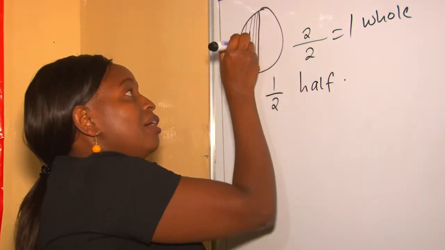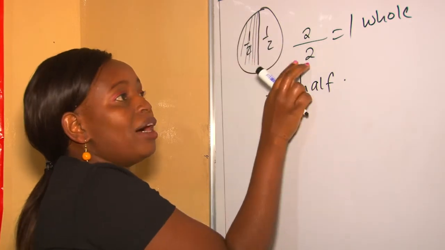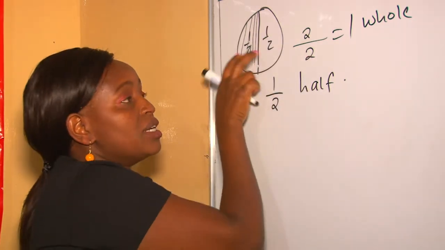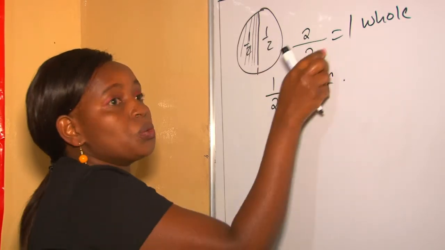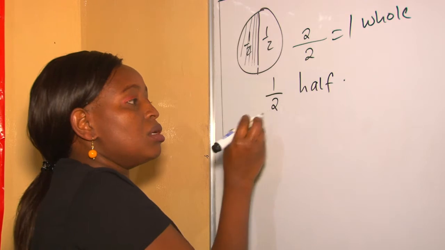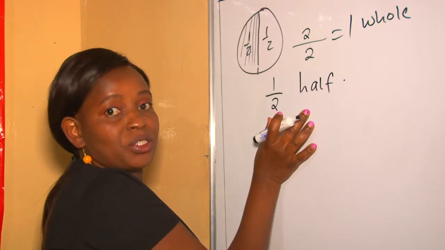So these are 2 halves. These 2 halves make 1 whole. As you can see, 2 halves make 1 whole. So 2 over 2 is 1 whole. And this is what we call a fraction.